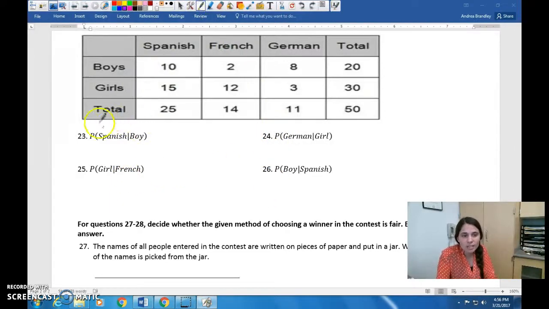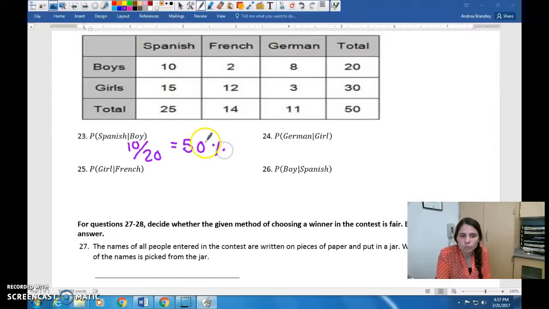So the way that I read this is the probability that the person speaks Spanish given that they're a boy. Given that they're a boy means we know they're a boy already. So we're going to ignore everything else in the chart and just look at the boys. So how many boys do we have? 20. So this kind of gives us our bottom number. We have 20 boys. Now, how many of those boys speak Spanish? 10 of them do. So not the total number of people who speak Spanish, but the boys who speak Spanish. So then we're left with 10 out of 20, which is 50%.